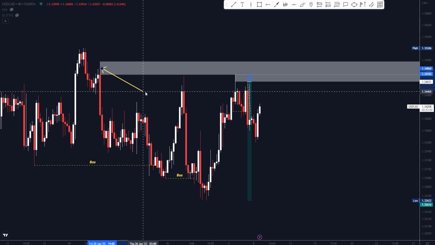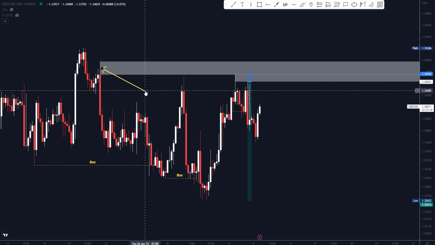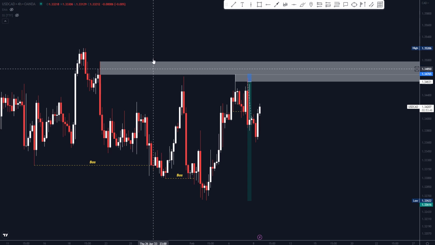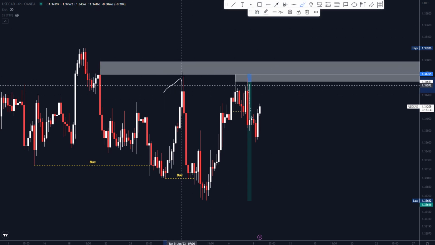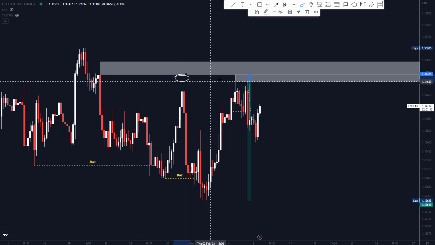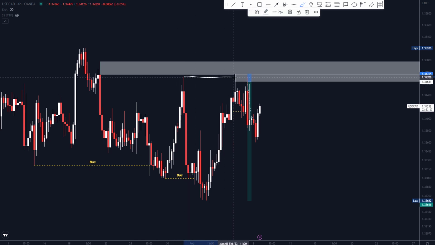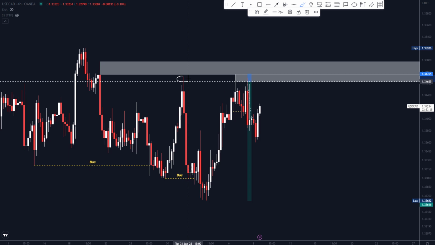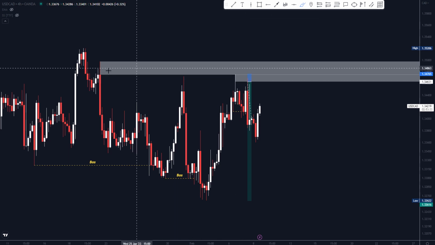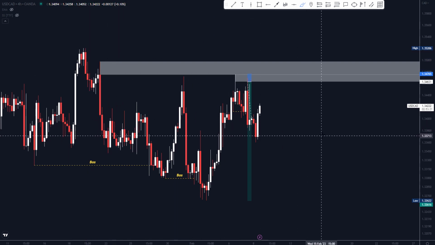And in situations like this one, it is always good to have it in mind that price has not fully come back and retested this area right here, so you can actually expect something like that to happen, to grab the liquidity above this one and then retest this higher order block.